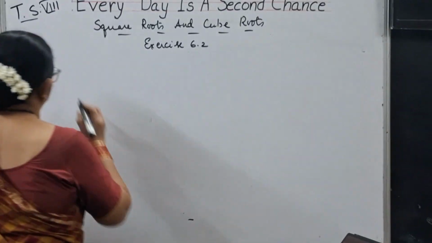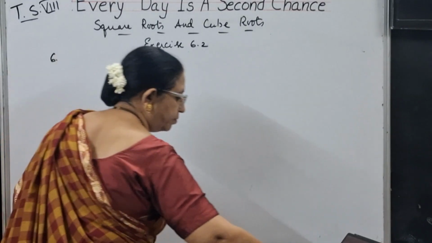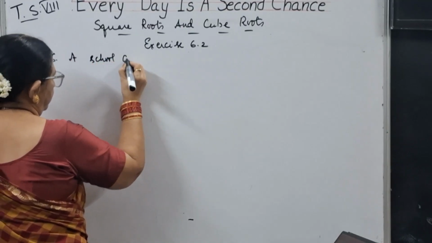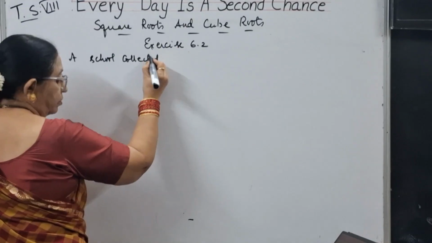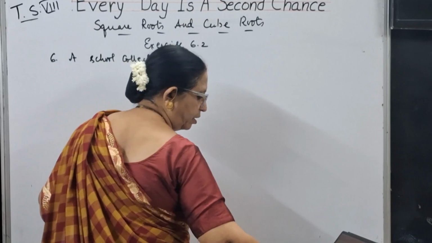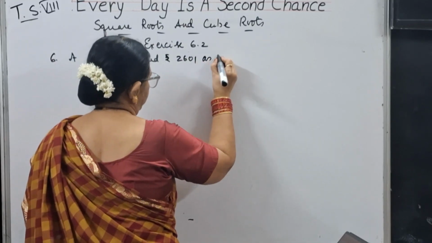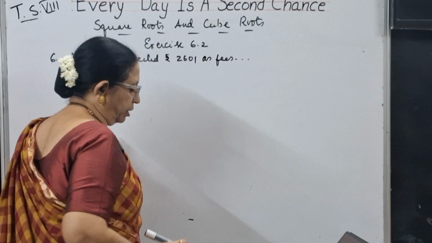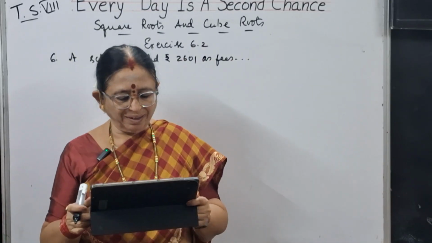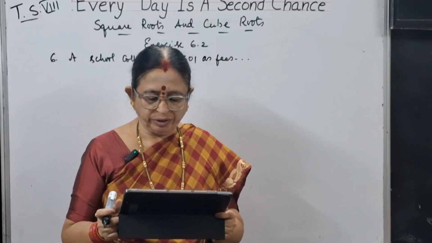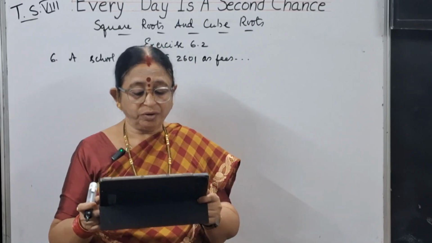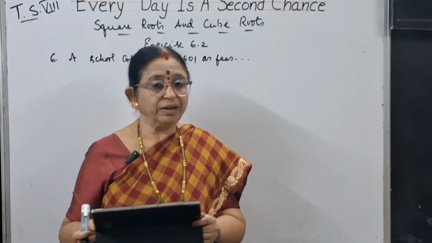Now the sixth sum, children. A school collected rupees 2601 as fees. Let me read the problem. A school collected 2601 rupees as fees from its students. The fee paid by each student and the number of students in the school were equal. How many students were there in the school?